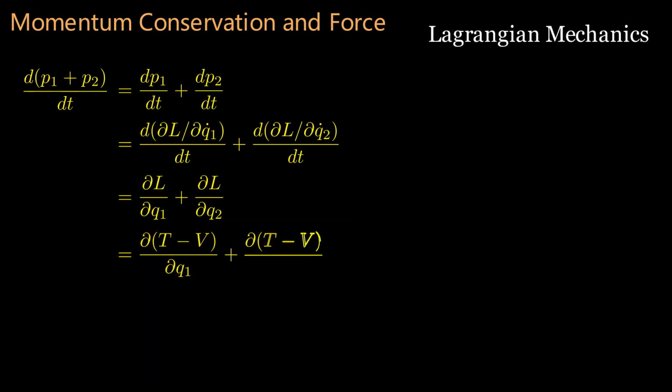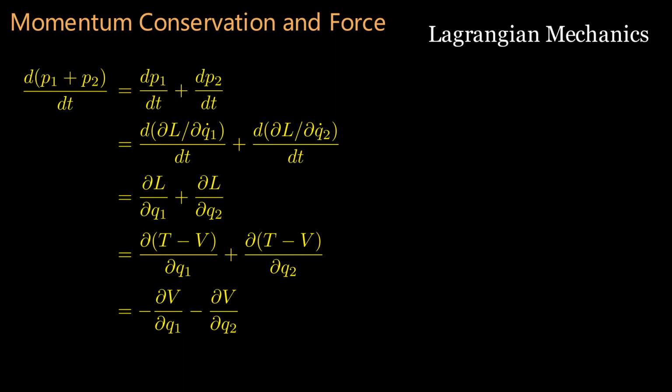Express the Lagrangian as kinetic energy minus potential energy. Typically, kinetic energy depends only on the generalized velocities and not on the generalized coordinates, while potential energy depends on the generalized coordinates. Therefore, the partial derivative of the Lagrangian with respect to the generalized coordinates is the partial derivative of the potential energy with respect to those coordinates.